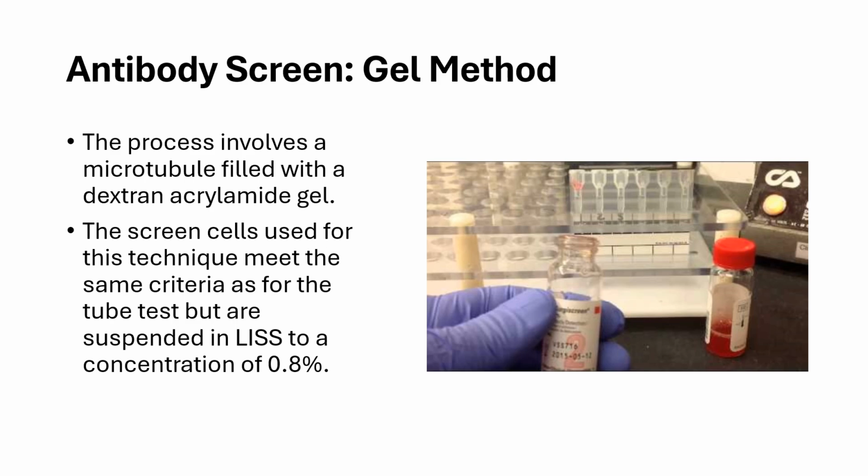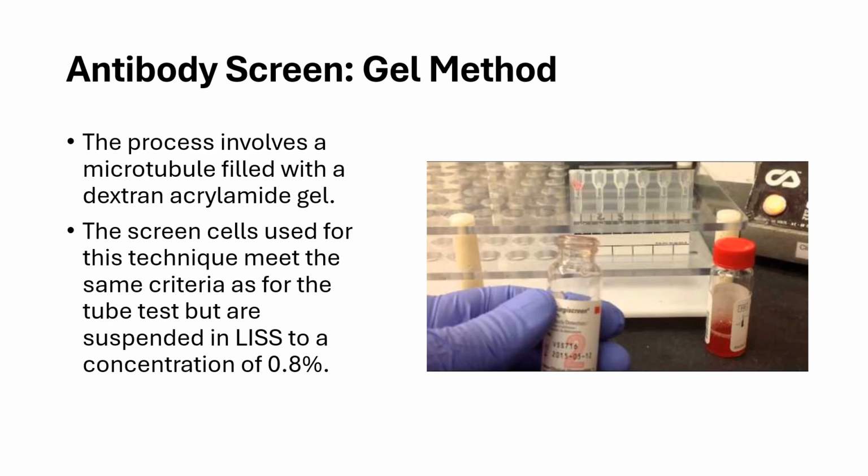For the procedure details, we have screen cells. These are red blood cells from group O individuals used for antibody screening. They have to meet the same antigen expression and quality criteria as in the traditional tube test we talked about earlier. For the suspension medium, the screen cells are suspended in a low ionic strength solution or LIS, which enhances the sensitivity of antibody detection by promoting faster and stronger binding between the antibodies and red cell antigens. For concentration, the screen cells are suspended to a concentration of 0.8%, which is optimized for this testing method.